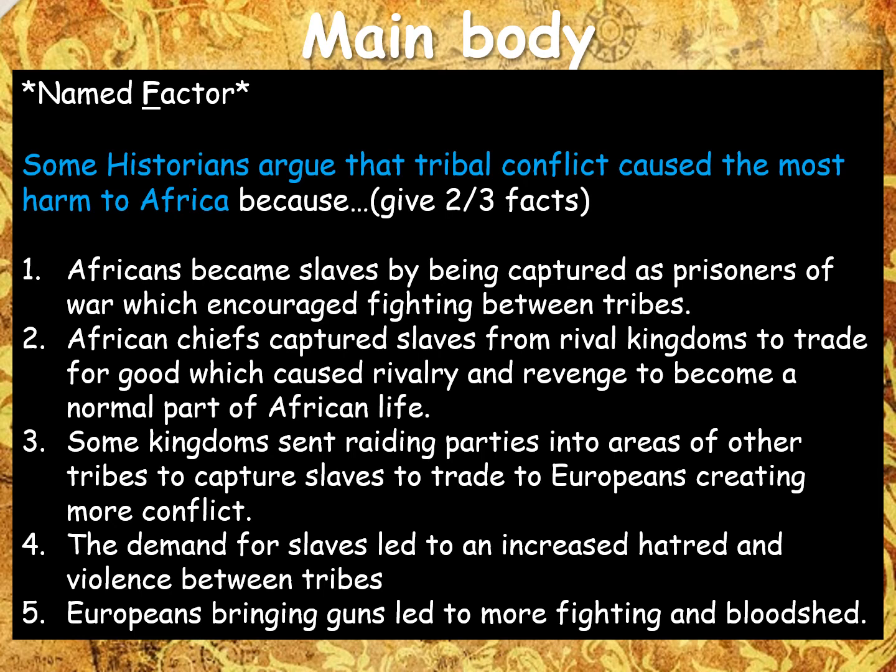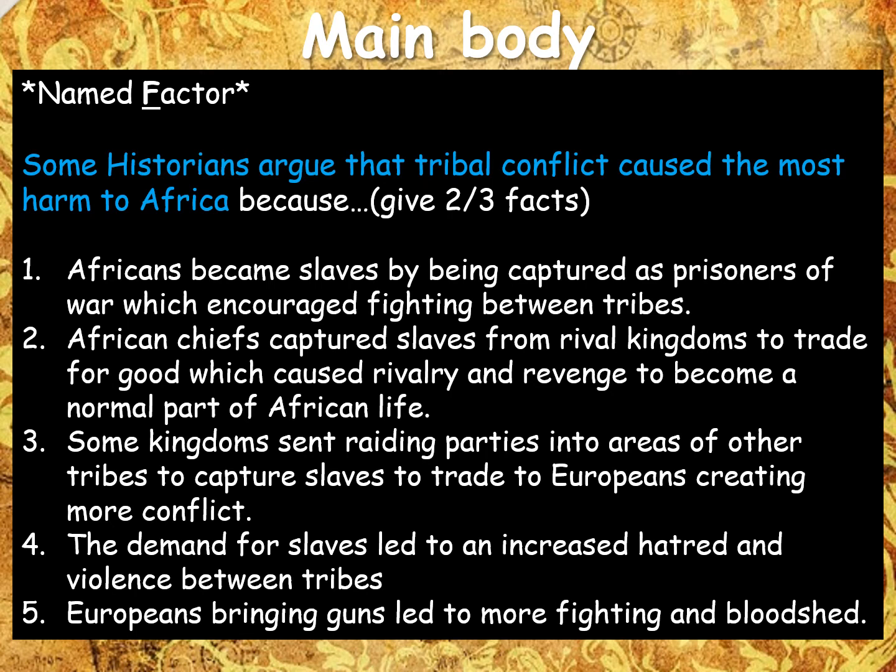So this is going to be our named factor. We're going to start it with the sentence in blue. Okay, so some historians argue that tribal conflict caused the most harm to Africa because. So I want you to write that sentence out, and then what you're going to do is pick 3 of these 5 points, and you're going to write them into your sentences with maybe a little bit more detail. So what you could do is say, some historians argue that tribal conflict caused the most harm to Africa because, and then take bullet point number 1.